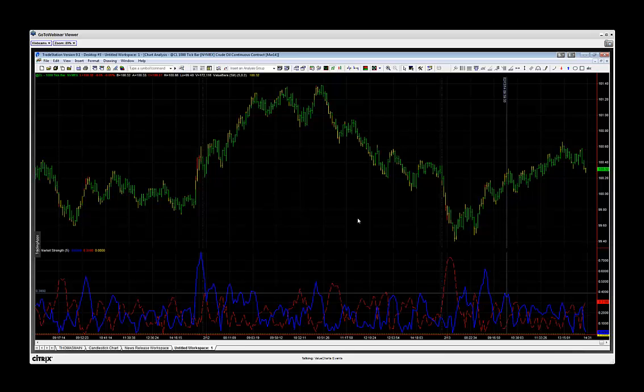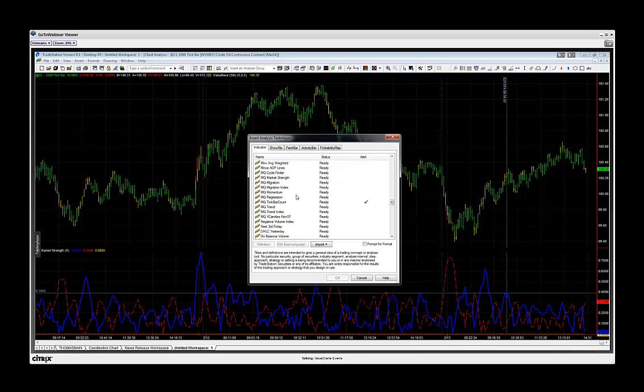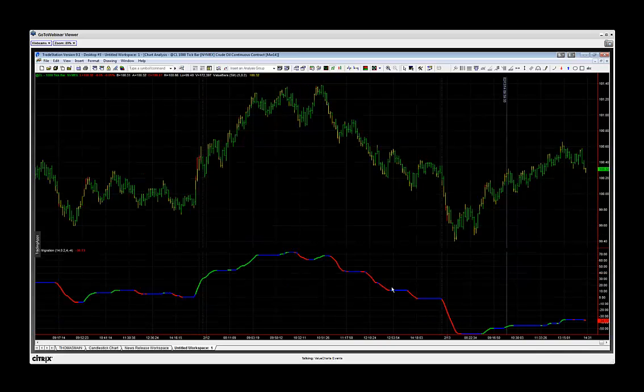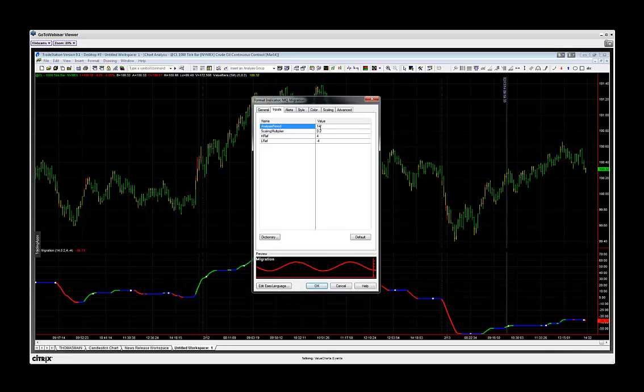All right, let's move on to the next MQ indicator. We'll take a look at the MQ migration. Now the MQ migration, this is a pretty neat indicator. By the way, you do not adjust any of the settings on the MQ market strength, and the settings on the MQ cycle finder, I typically don't adjust any of those either.